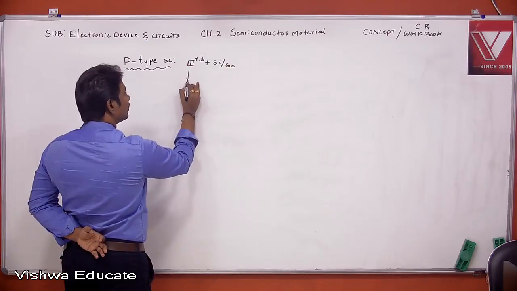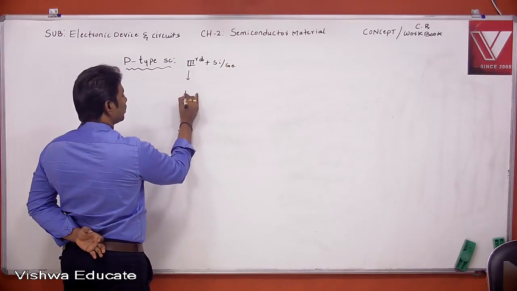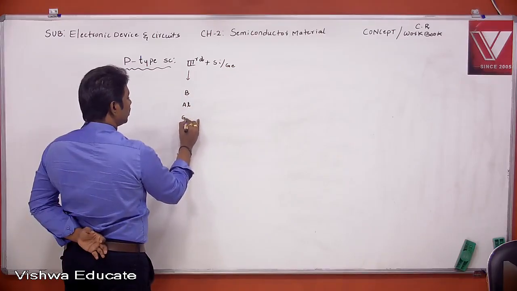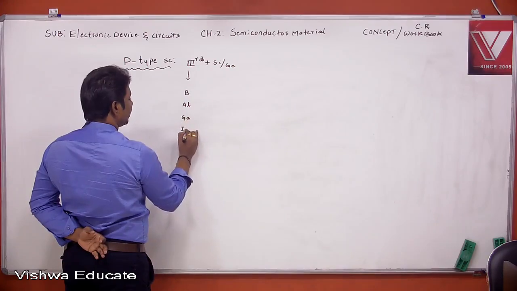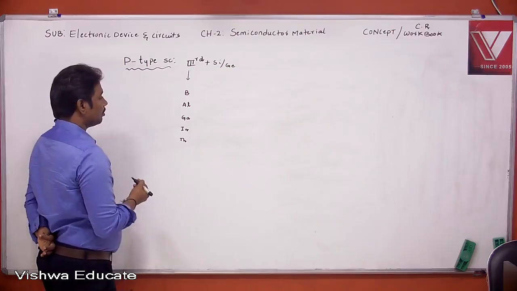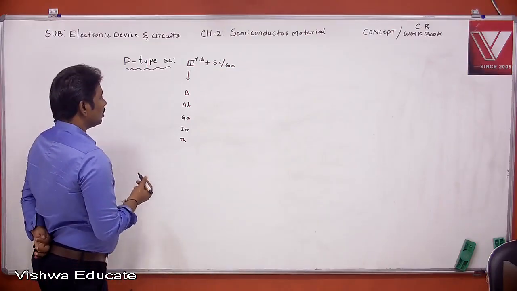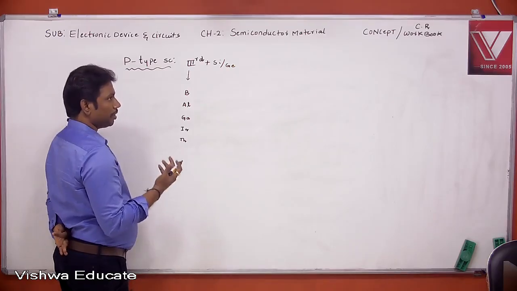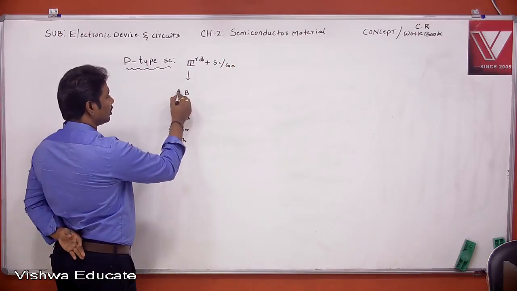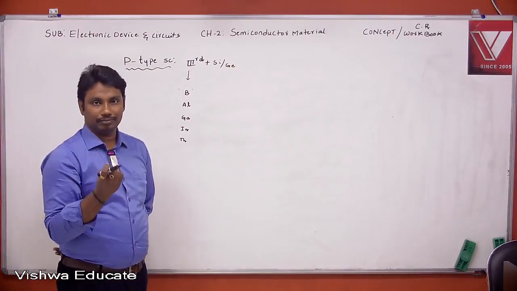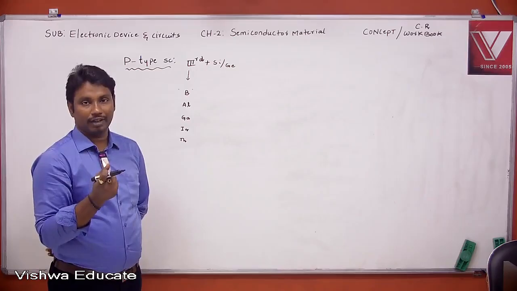See, what are the third group elements actually? The third group elements are nothing but boron, aluminium, gallium, indium, and thallium, right? These are the third group elements actually. See here, for making of p-type semiconductor in any electronic device, that may be NPN or PNP actually, generally we prefer boron only, because the boron has greater affinity actually.